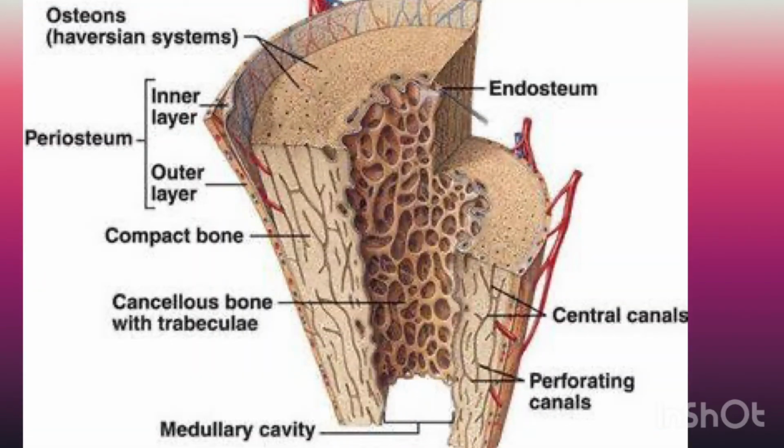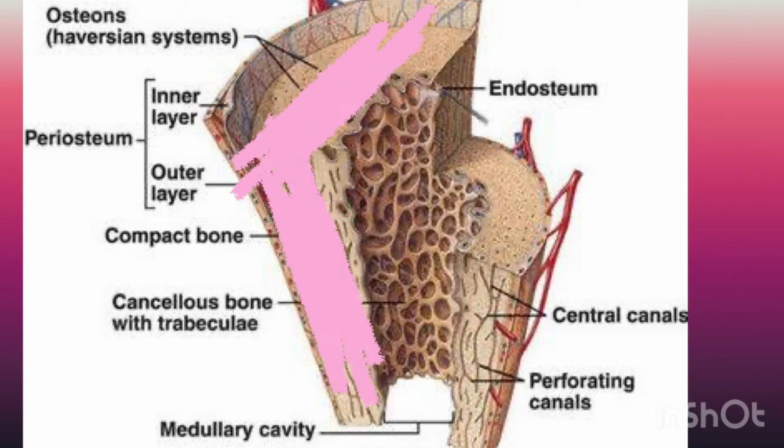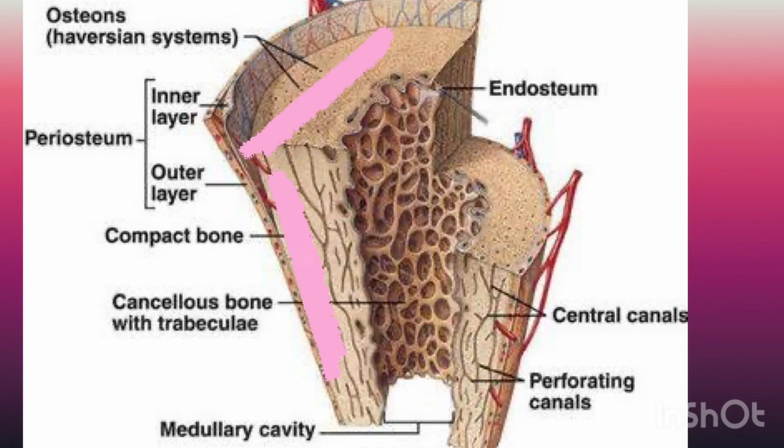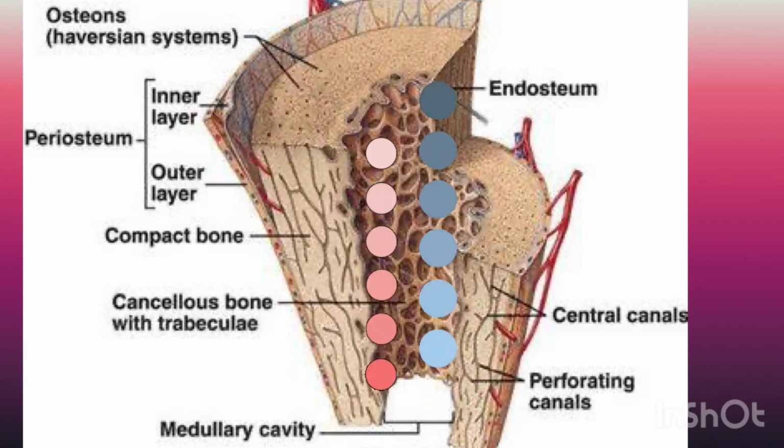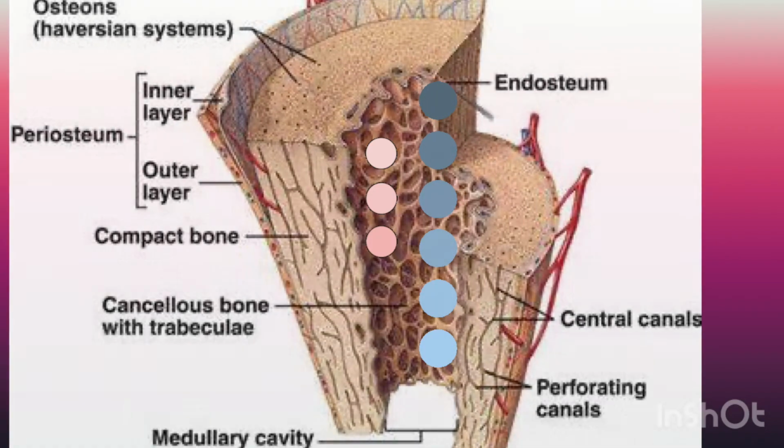The compact bone typically has an outer and an inner layer. The outer layer is also called the periosteum, and the inner layer is called the endosteum. This entire outer layer thickness is nothing but the compact bone. This portion in between, which shows a trabecular pattern, is nothing but your spongy bone or the cancellous bone.